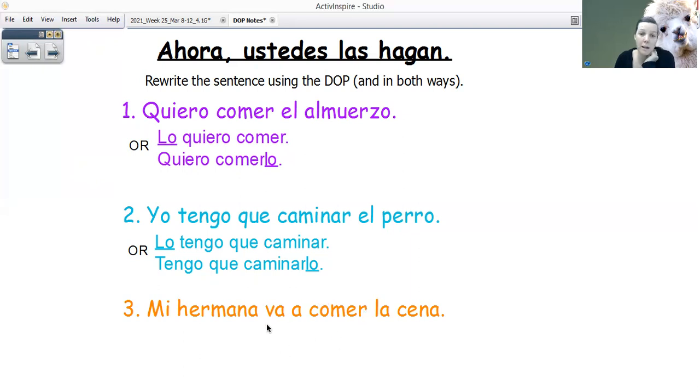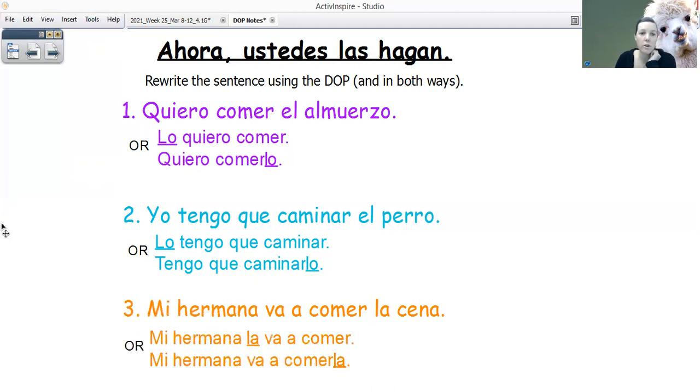So mi hermana still is first, right? Because the verb is va. The conjugated verb is va. So your la should go right before the conjugated verb. So you have mi hermana la va a comer. Or your second way, mi hermana va a comer la.